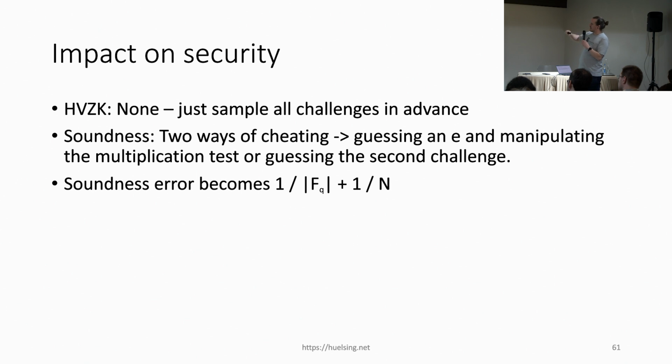And so my soundness becomes the sum of these 2 cases, as bounded by this: my soundness error is bounded by 1 over the size of the finite field plus 1 over n.